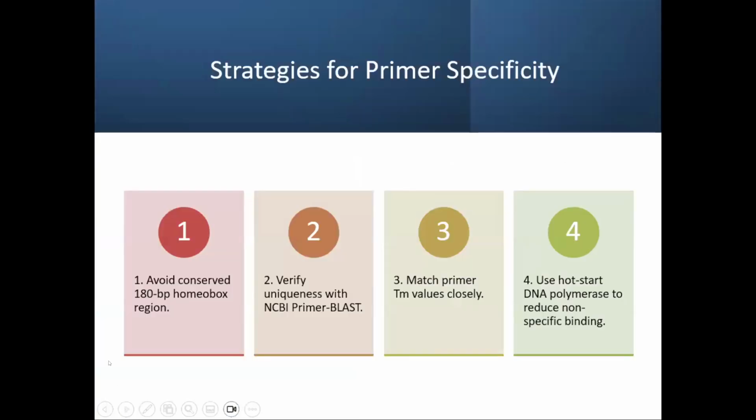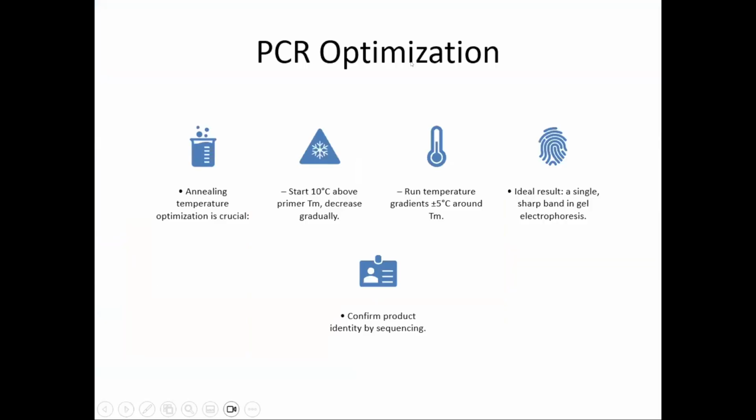Strategies for primer specificity we learned, for my specific gene, were avoiding the conserved 180 base pair homeobox region, verifying uniqueness with NCBI Primer Blast, and matching primers' TM values closely, and lastly, using hot start DNA polymerase to reduce non-specific binding. PCR optimization.